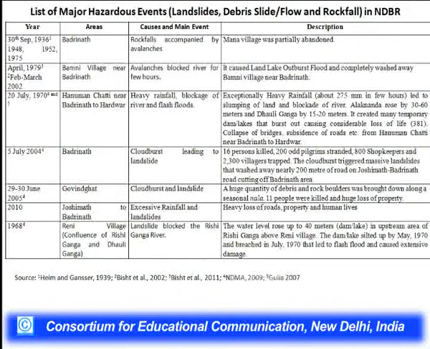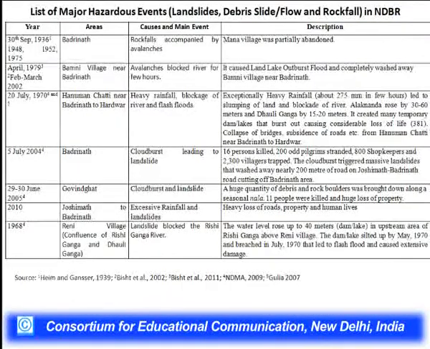On 20th July 1970, again in Hanuman Gadi near Badrinath to Haridwar, heavy rainfall blocked the river and a flash flood also occurred. Excessive rainfall, almost 275 millimeters in a few hours, led to big landslides and temporary dam lakes that burst out, causing considerable loss of life, particularly the 381 people who died.